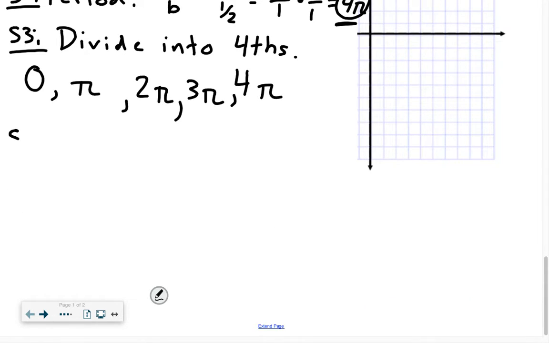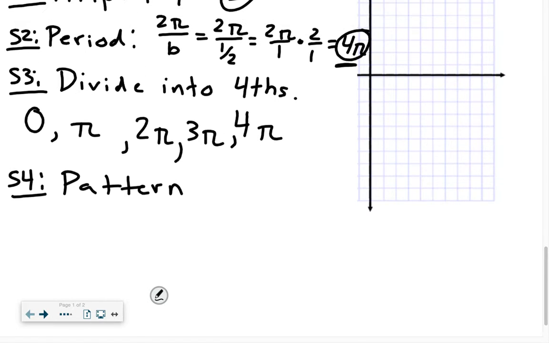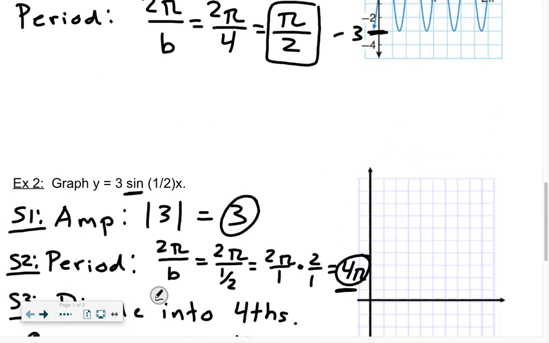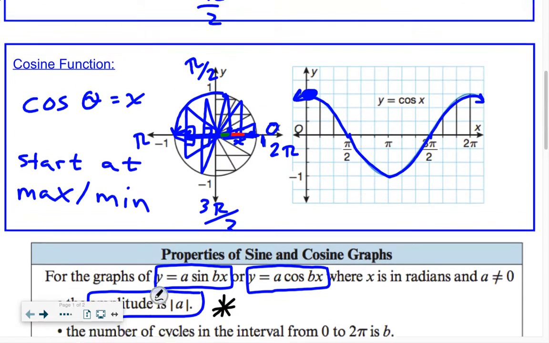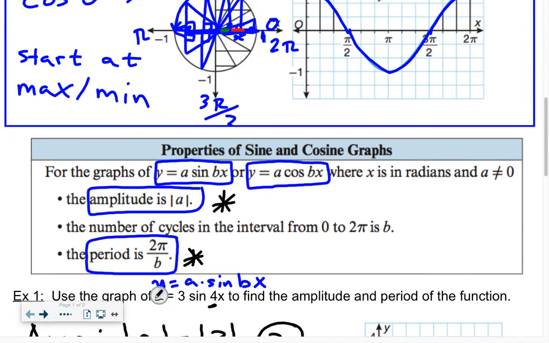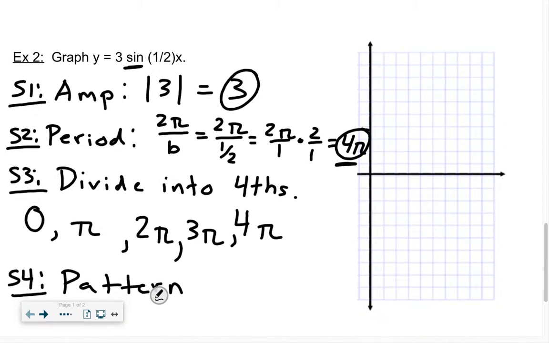Last thing we need to find is our pattern. Okay, if we go back to our function, notice we are working with the sine function right there. And if we go back to the very beginning, I told you to make note the sine function always starts at the origin. Here it was. Okay, so we're always going to start at the origin. So therefore our y value is always going to be 0 for the sine.